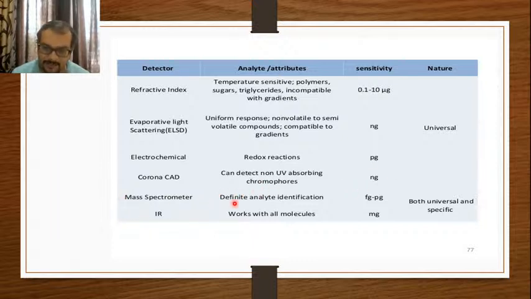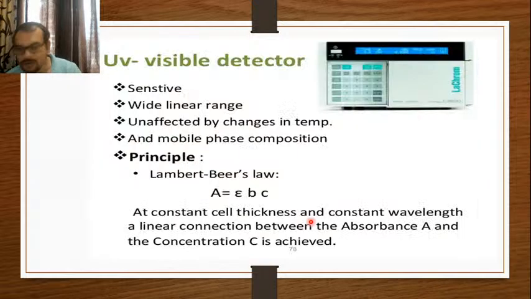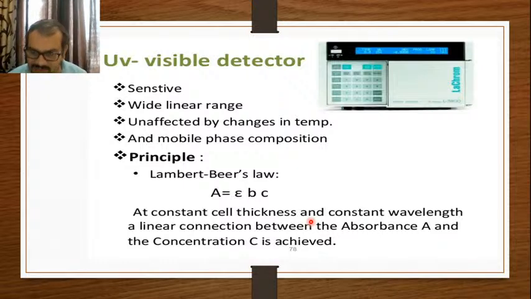Nanogram. Mass spectrometer: definite analyte identification, femtogram, picogram, both universal and specific. IR works with all the molecules. Yes, 10 raised to minus 12, good, excellent. So that's all for the universal detector system in case of HPLC.